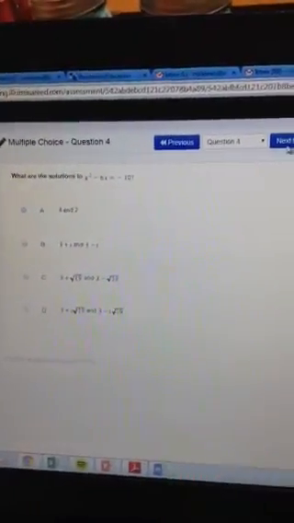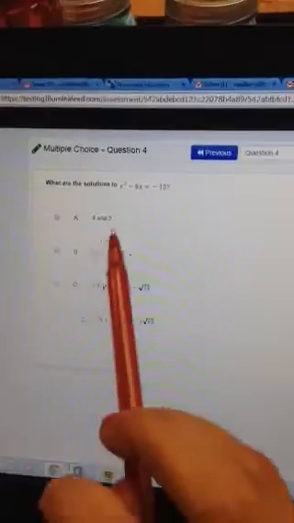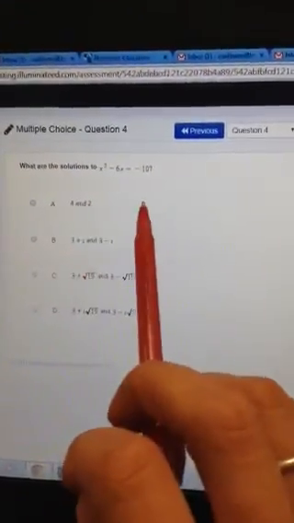What are the solutions to x squared minus 6x is equal to negative 10? So if I'm talking about my solutions, that means I can use the quadratic formula. Remember, solutions, x-intercepts, zeros, roots, they all mean the same thing.